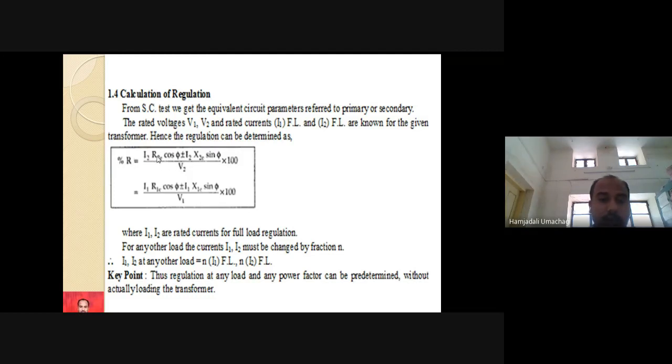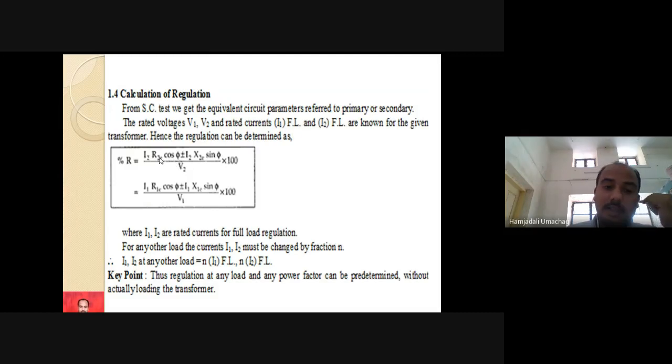So using R2E, X2E, the equivalent circuit parameters, which we get from the short circuit test. If I know the things in terms of secondary, that is I2, R2E, then this is the formula. If I know the parameters in terms of primary, that is R1E, X1E, cos phi plus or minus I1 X1E sin phi divided by V1, this is the other way of calculating regulation, provided I know all the parameters in terms of the primary side. If I know all the parameters in terms of the secondary side, then this will be the formula. Is it clear, all of you?